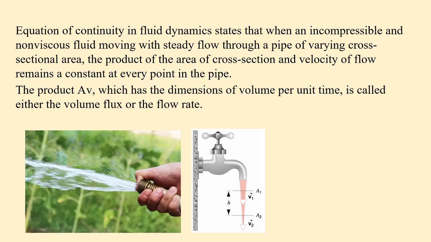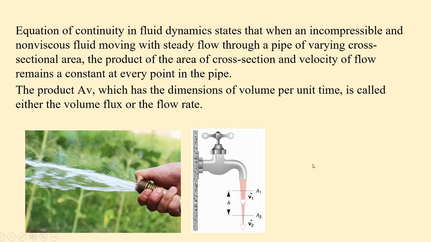We know the product AV, the area of cross section into velocity, is equal to a constant, and this product is equivalent to the statement that the volume of the fluid that enters one end in a given time interval should be equal to the volume leaving the other end of the tube in the same time interval, provided no leaks are present.